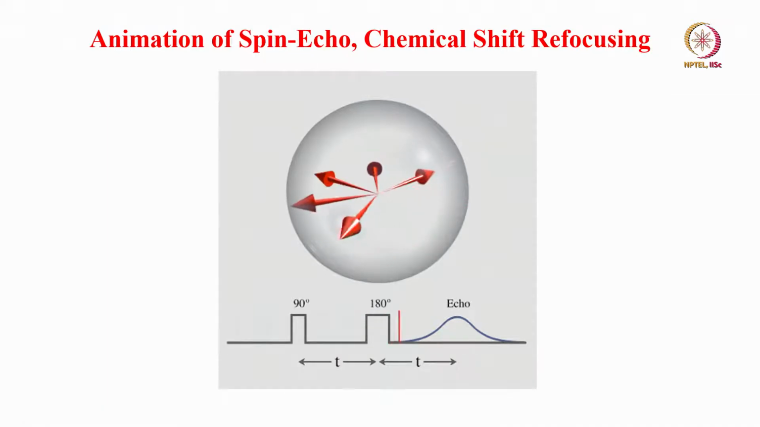Animation of a spin echo, it is like this. Now the magnetization is along the z axis, the 90 pulse brings it like this, and then you rotate by the 180 pulse and they can go back and assemble. Fantastic. This is what is called the spin echo sequence.